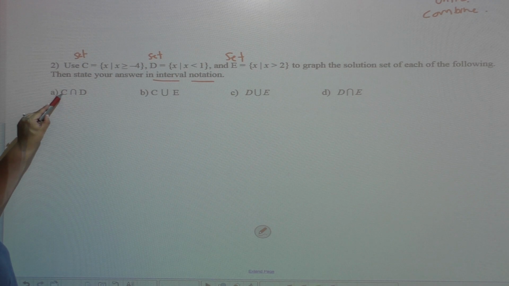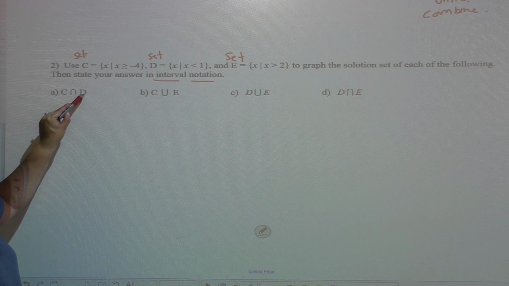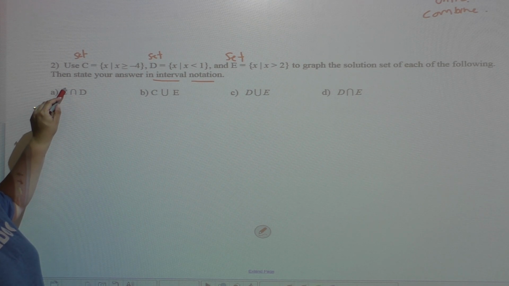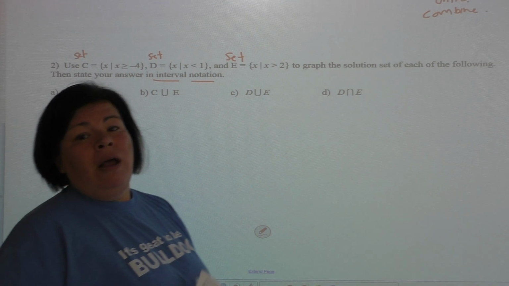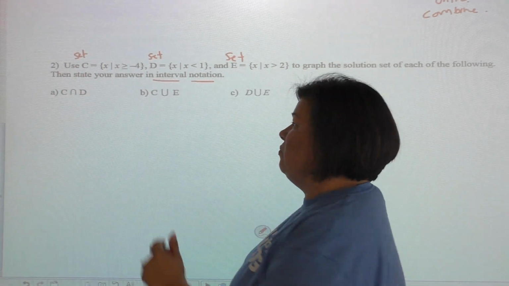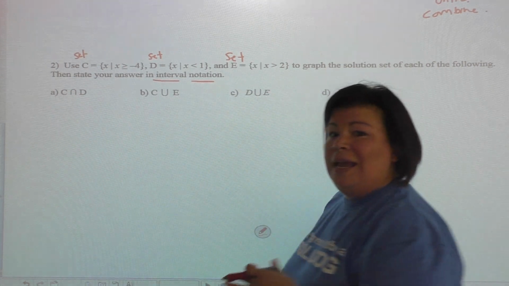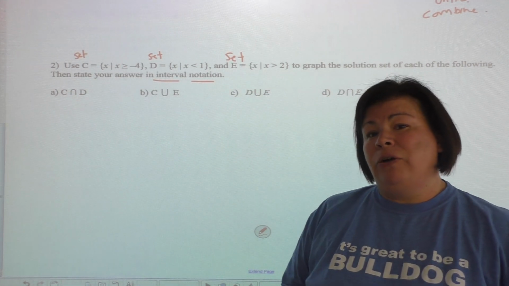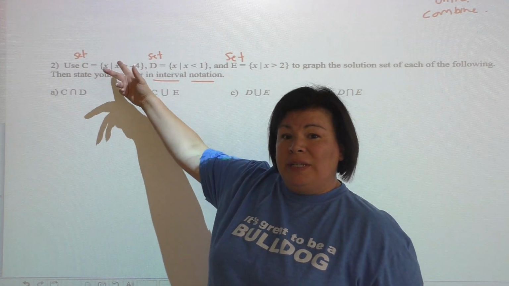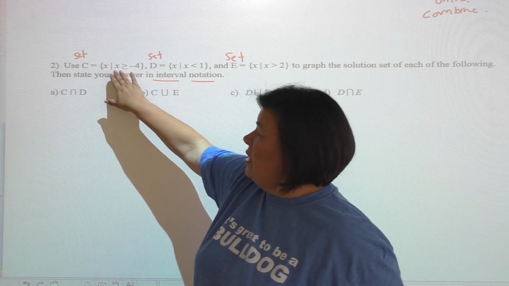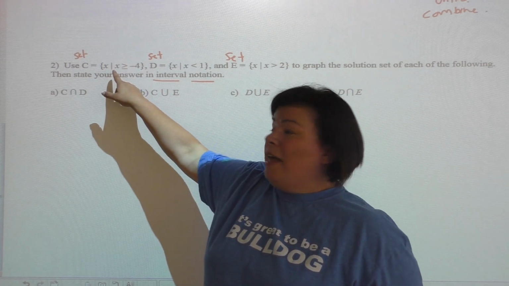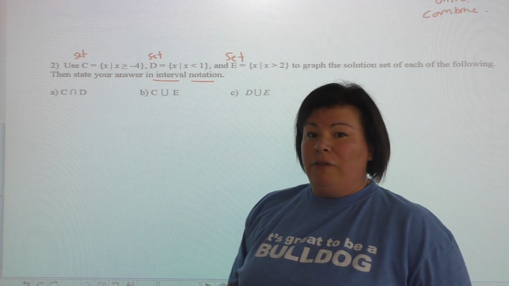intersect set C with set D. So that means set C intersecting with set D, what are all the elements that are in set C and also in set D? Because remember, the word intersect also means and. So we have to find where they overlap. So the first thing we're going to do is graph set C. So according to this, they're telling us that set C is the set of all x values such that x is greater than or equal to -4.